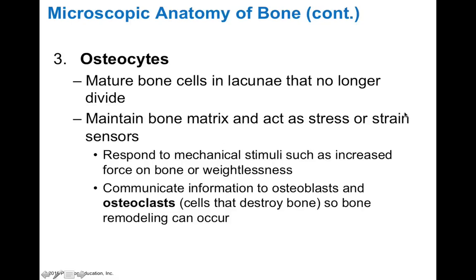They act as stress or strain sensors so that mechanical stimuli like increased force on a bone can help osteocytes to communicate information between other cell types so that bone remodeling or bone reformation can occur. So what's pretty cool then is these osteocytes can direct the reforming of bone even later on in adulthood.